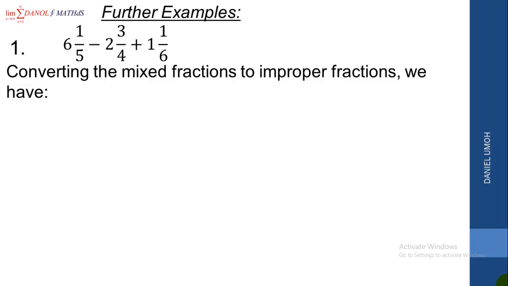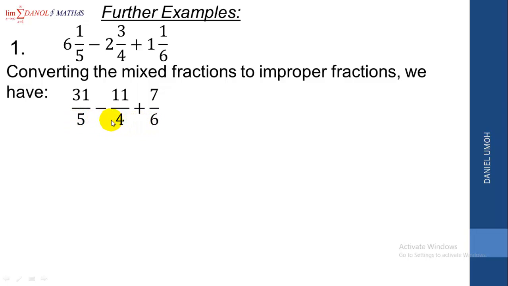On converting that, we have, of course, this is 5 times 6. Look at it. 5 times 6, 30 plus 1, 31 over 5, right? Then this one gives us 4 times 2, 8. 8 plus 3, that's 11 over 4, right? This will give us 6 times 1, 6 plus 1, 7 over 6, right? Okay, so that's what we got. 31 over 5 minus 11 over 4 plus 7 over 6.